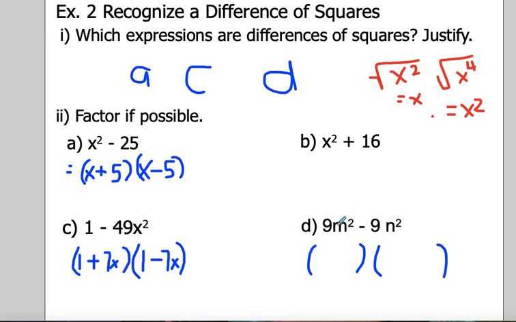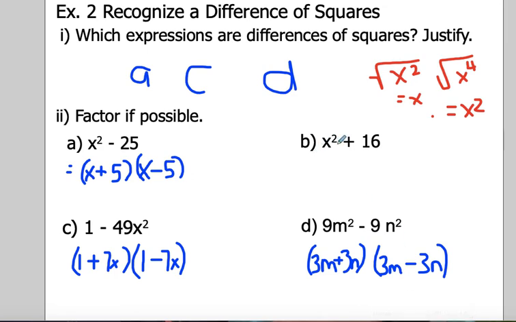So if I square root 9m squared, I'm going to get 3m. And if I square root 9n squared, I'm going to get 3n. Let me just put my 3m here, and then a 3n here. In order to finish, one gets a plus and one gets a minus. It doesn't matter which set of brackets gets which. It just has to be one or the other.